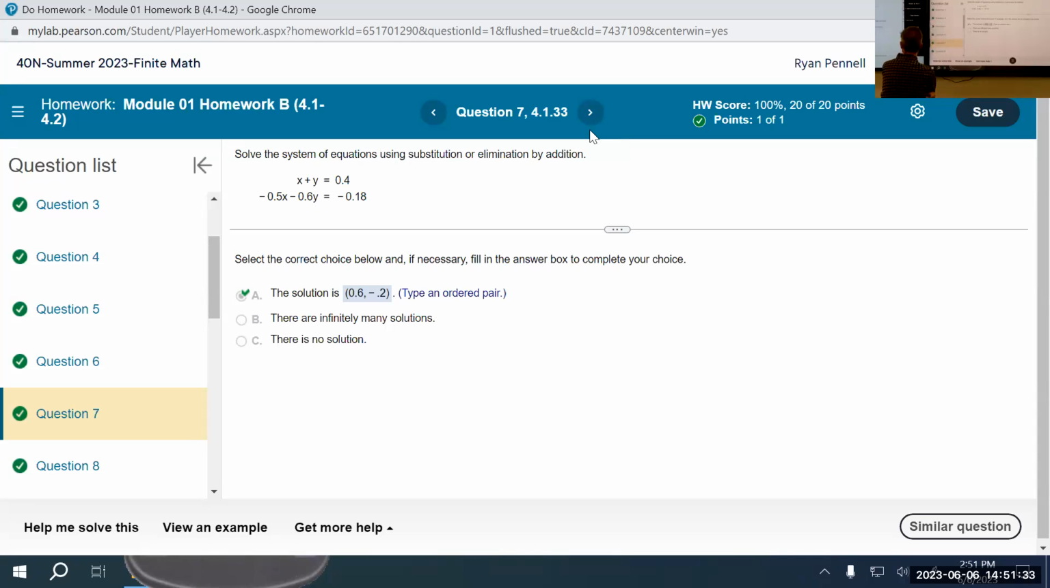Elimination method. I have elimination. Okay, so if I use elimination, I would prefer to not use decimals. So that's how I'm going to do it. I'm going to move that decimal point so I don't have to deal with it anymore.